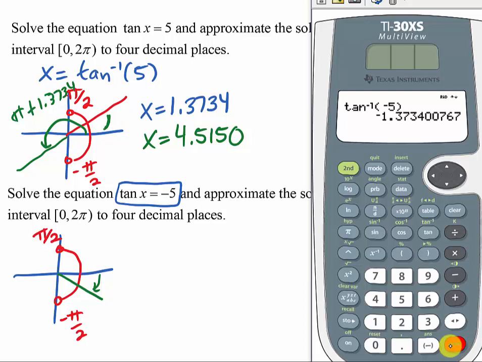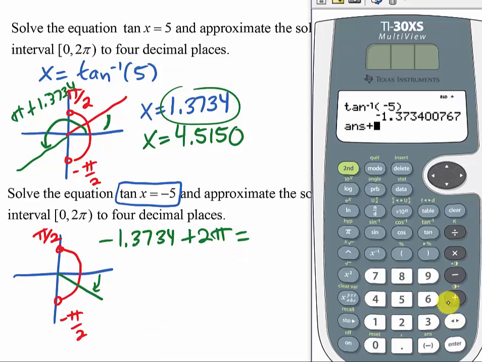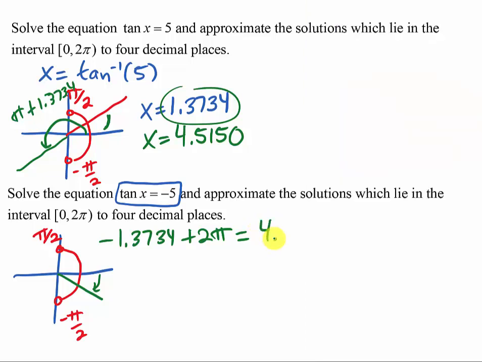And indeed it does give me a negative angle, and so that will not be on the interval, but I can get a coterminal angle if I take that answer and add 2 pi. So I'm going to take that negative, and it would have been the negative of this, so negative 1.3734, and I'm going to add 2 pi to it, and I will have my first answer. So plus 2 pi. And that's going to be 4.9097, which would round up to 4.91. So there is my first answer.